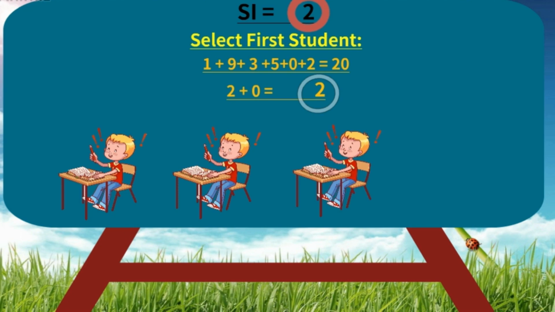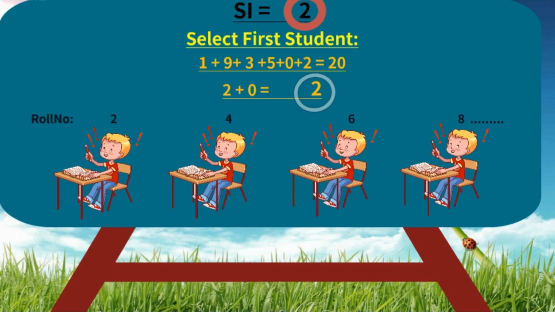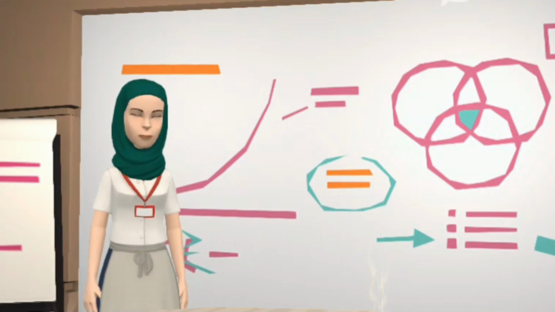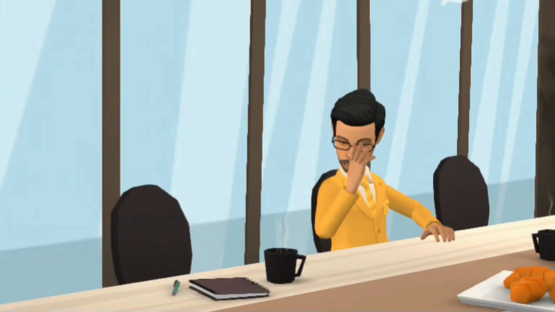After that, we will select every second student, roll number 4, 6, 8, and so on, until we get 30 students for the survey. That makes sense. What about class 6th?